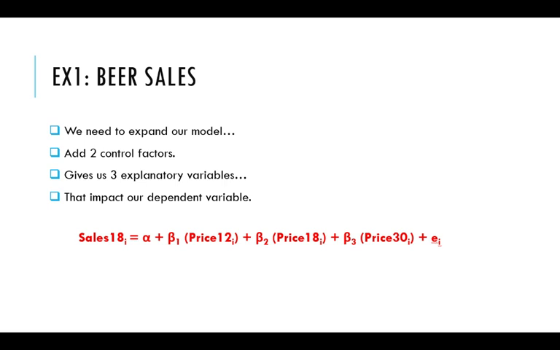So what we're doing with regression is estimating alpha, our coefficient, which moves the line up and down, and beta 1, which is going to be our partial effect, the effect of the price of 12 packs on the sales of 18 packs, holding all else constant. Beta 2 is going to be our partial effect, capturing the price of 18 packs' impact on the sales of 18 packs, holding all else constant. And then same thing for beta 3, the partial effect of the price of 30 packs, again another substitute, on the sales of 18 packs, holding all else constant. And then we have that error term for the stuff that's not explained by those three coefficients.